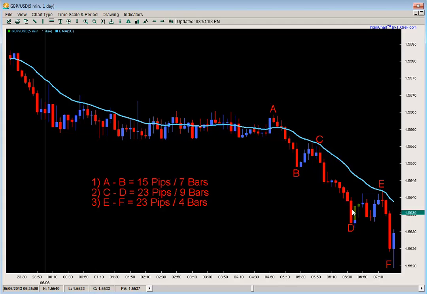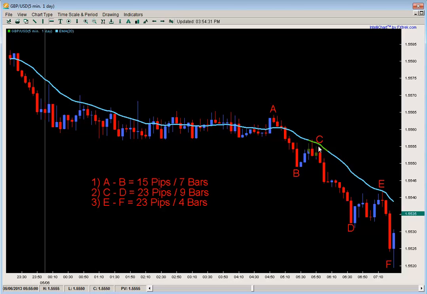Now this second leg down, I want you to look at a couple of things. I want you to look at this section right here, and I want you to look at this section right here after we examine this. From C to D, this is 23 pips, so it's a larger leg down, and it's only 2 bars more. So it's a significantly bigger move, almost 45, 47% bigger, and yet it's only 2 bars more.